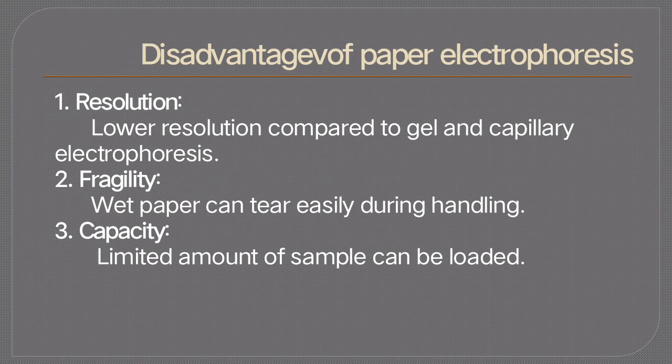Disadvantages of paper electrophoresis. First one, resolution: lower resolution compared to gel and capillary electrophoresis. Fragility: wet paper can tear easily during handling. Capacity: limited amount of sample can be loaded.